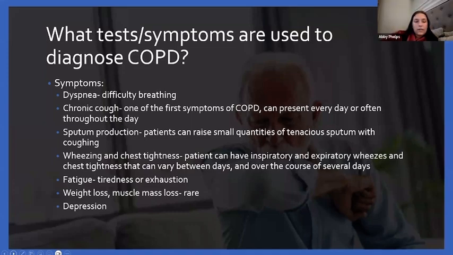A common one is fatigue, so it'll make a lot of the patients tired or exhausted. One of the more rare symptoms is weight loss and muscle mass loss. And then another common one is depression. A lot of patients get depressed due to the fact that they aren't the same as they used to be. Just not being able to do the things that they want to do due to not feeling well overall and being in and out of the hospital.